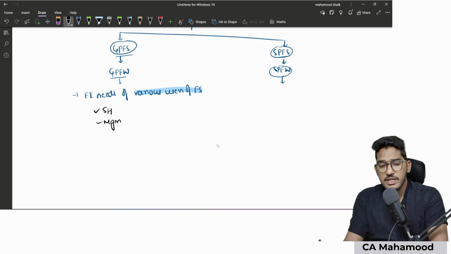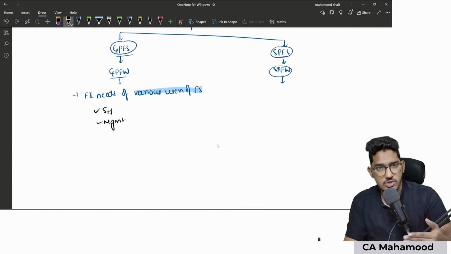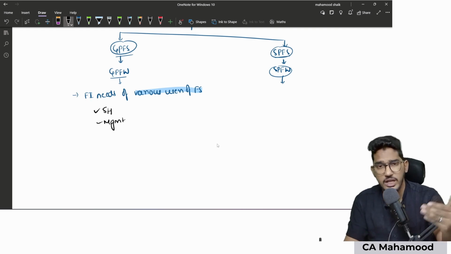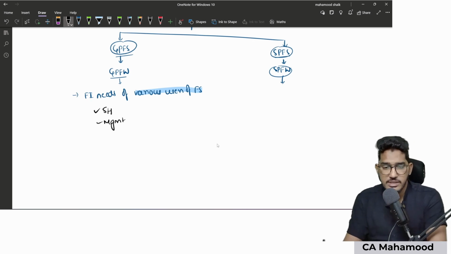Management also will use financial statements. Management will prepare them and also use them. How? For their decision making, whether to continue the business or close down the business, whether to declare the dividend or reinvest the profits. Those decisions will be taken by the management on the basis of financial statements.